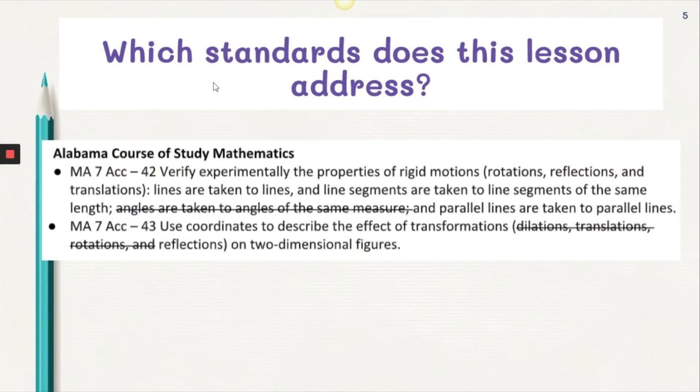So here you can see which standards it addresses. For Math 7 Accelerated, Standard 42. Notice that this is struck through, the angles are taken to angles. So this is really just going to address those line segments. And also Standard 43. This lesson is only going to discuss reflections.